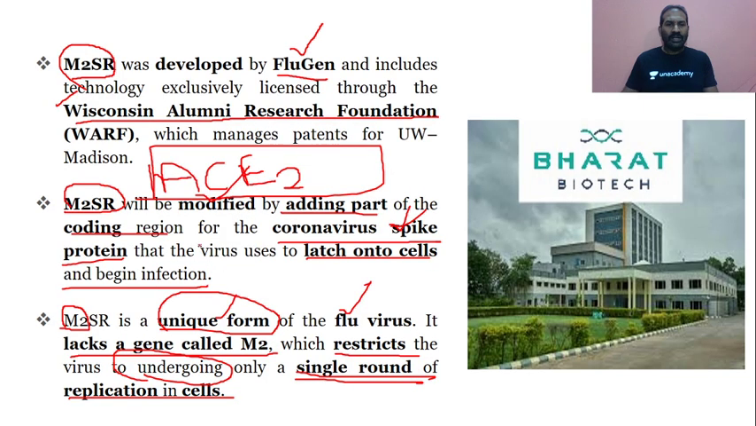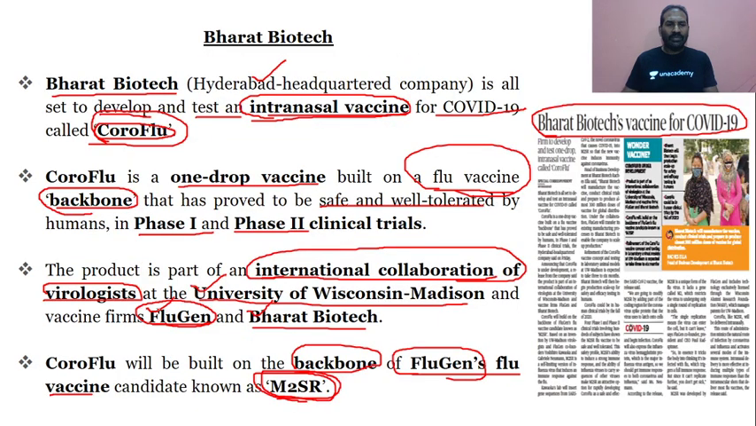And this is by the combination, or in international collaboration, of virologists at the University of Wisconsin-Madison, the vaccine firm called Flugen, and also Bharat Biotech. So these are very important from the prelims point of view.